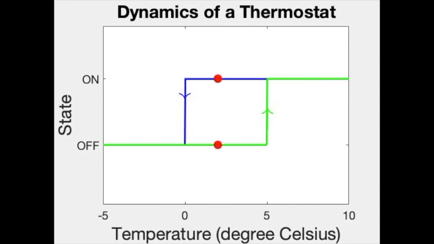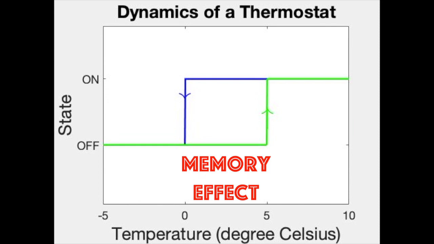If the temperature is between 0 and 5, however, there are two different states the thermostat could be in, namely off or on. This is due to the presence of hysteresis in the dynamics of the thermostat. In the presence of hysteresis, the state of the thermostat is determined not only by the temperature, but also by the previous state. This dependence on the past is what we refer to as the memory effect of hysteresis.